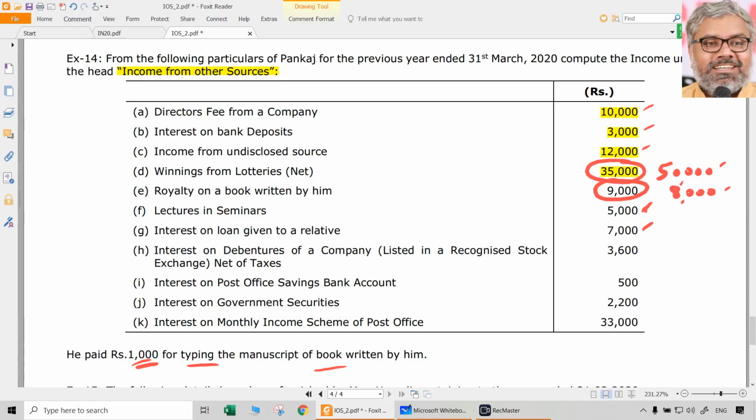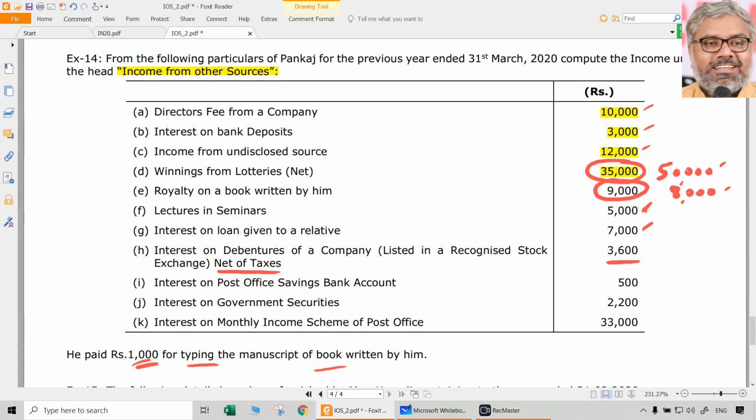Definitely it is taxable. Interest on debentures of a company listed in a recognized stock exchange, net of taxes. So ideally we should know TDS rates here. No need to know now itself, but after the completion of the TDS chapter, we will come to know. But in general, if nothing is mentioned, normally TDS is 10%. For casual income, it is 30%. For other incomes, it is 10%. In general, there are so many other rates, but in general, 10%.